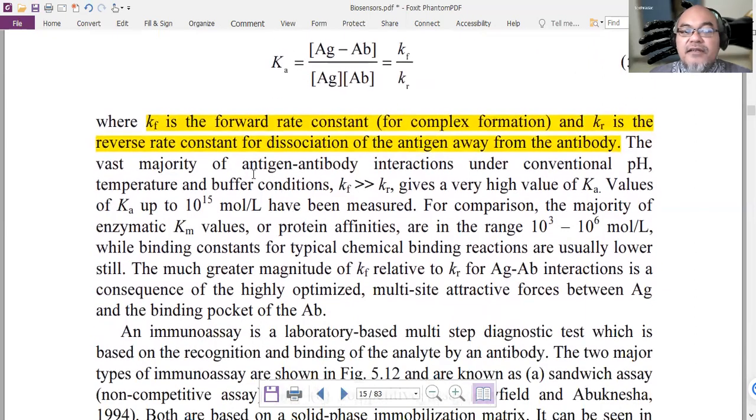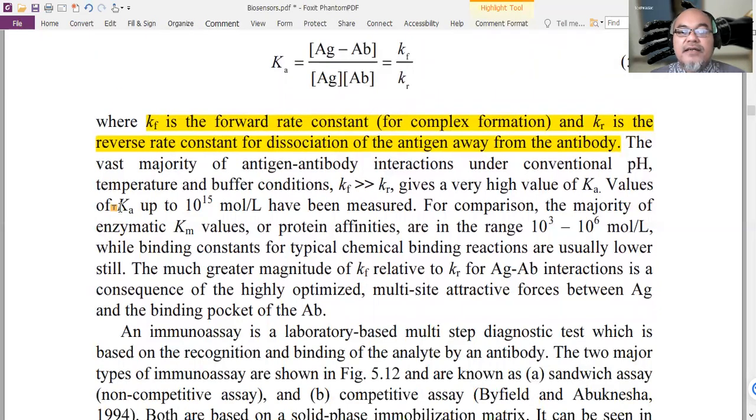The vast majority of antigen-antibody interactions occur under conventional pH, and conventional pH means pH 6 to 7, in the neutral region, under conventional temperature, at room temperature 25 degrees Celsius, and buffer conditions. Kf much larger than Kr will give a very high value of Ka. Here the Ka is up to 10 to the power of 15 per mole per liter. So this is a very big value for Ka.